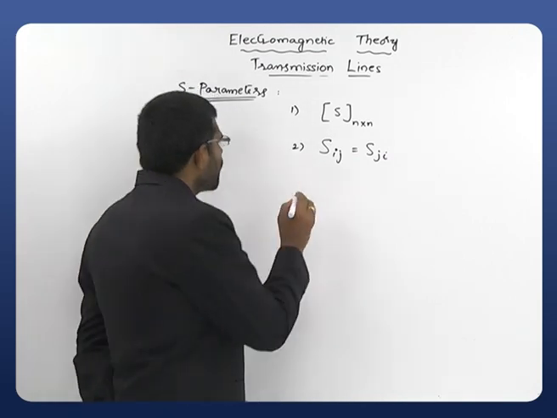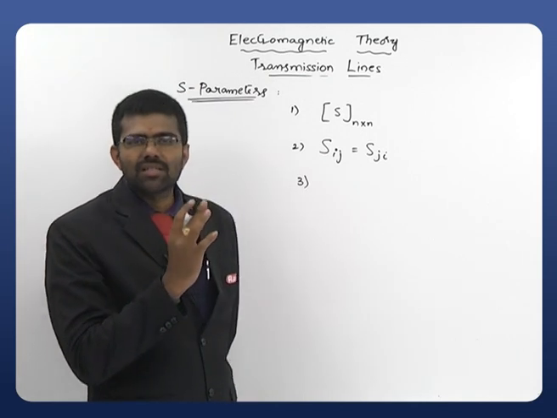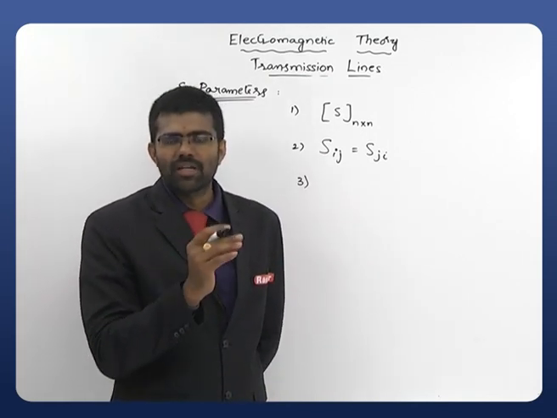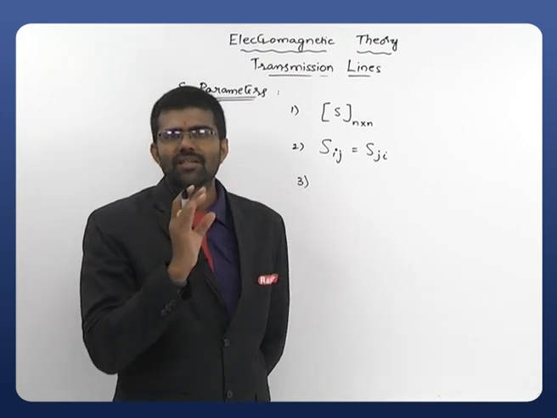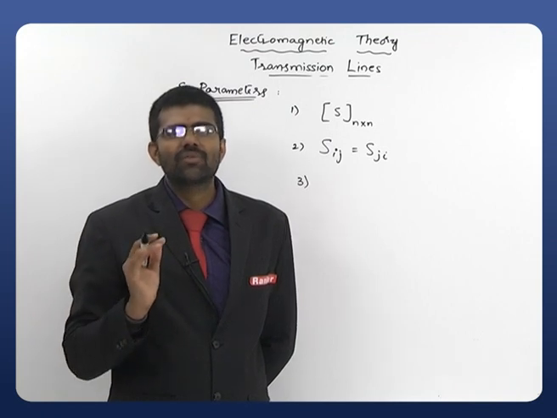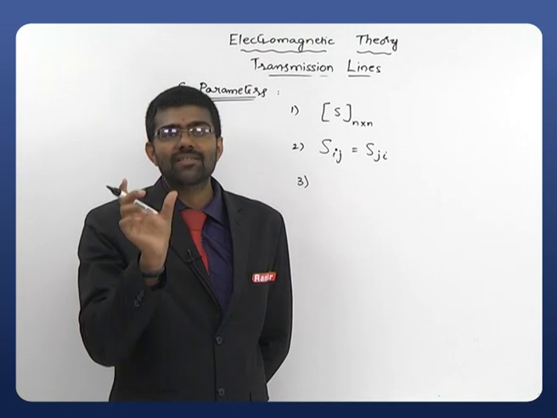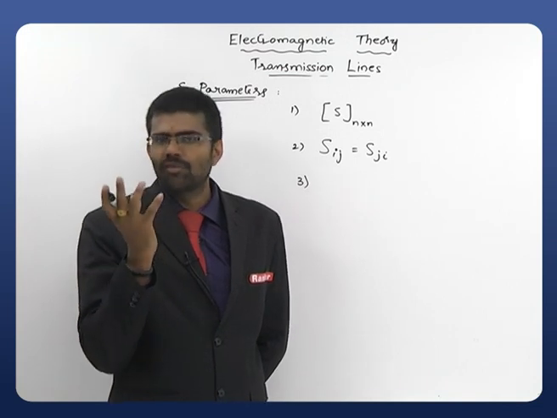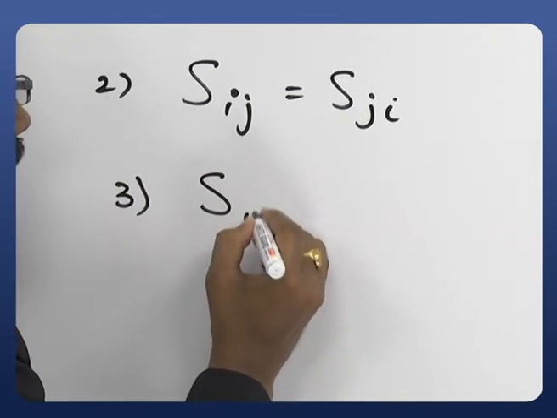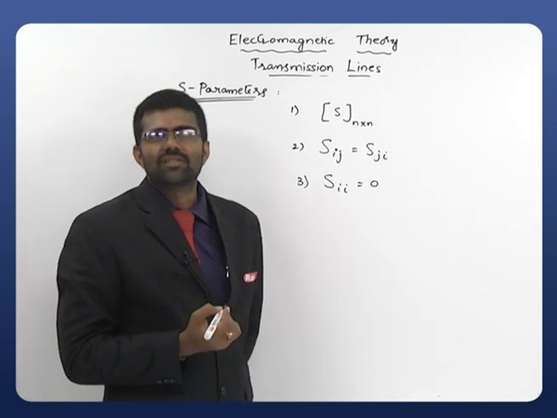Now, the third property is that all the reflection coefficients for a perfectly matched junction are 0. What are the reflection coefficients you observed in our previous property? S11 is a reflection coefficient, S22 is a reflection coefficient. Similarly, Snn is also a reflection coefficient. So, all the reflection coefficients for a perfectly matched junction, since it is perfectly matched, obviously there will be no reflection. So, the reflection coefficients are 0. Simply you can say that Sii is equal to 0 for a perfectly matched junction.